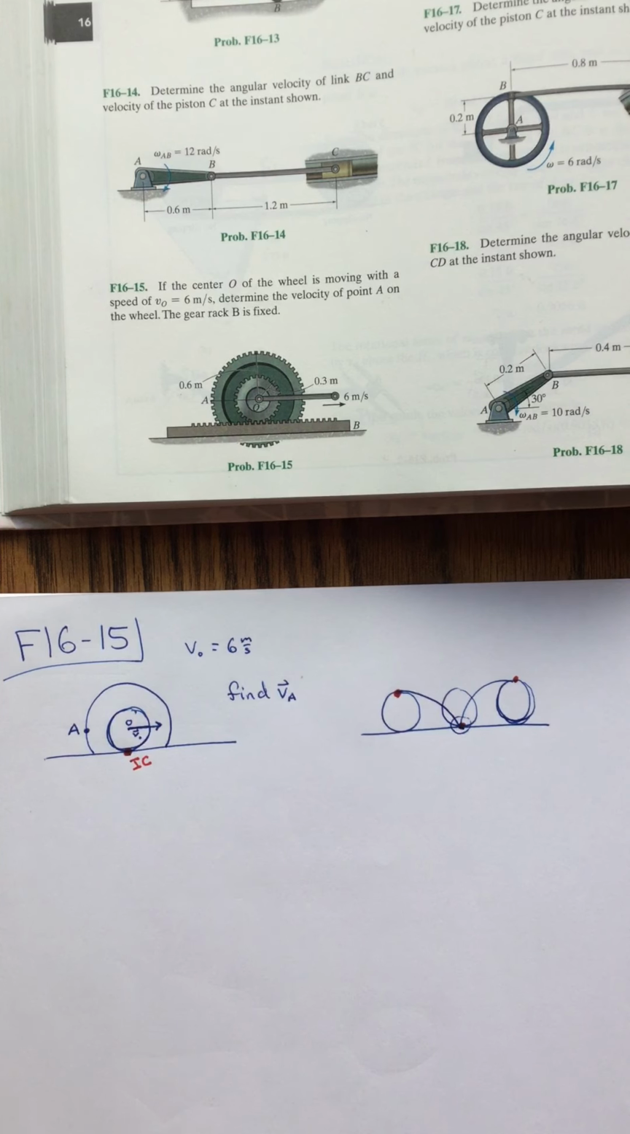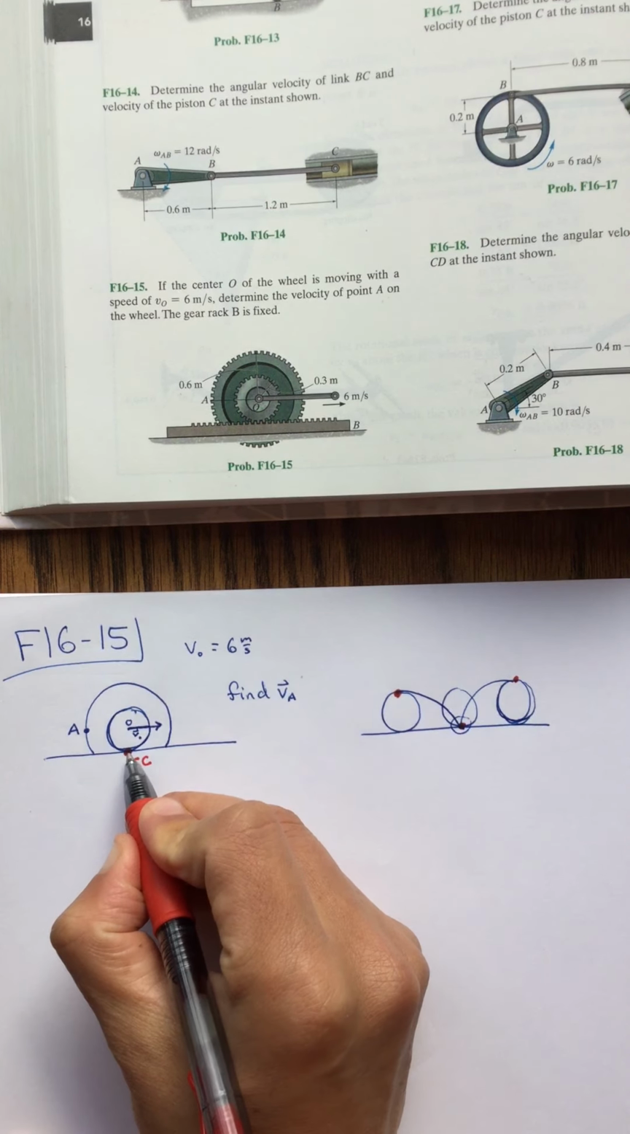The first thing that we are going to do is find the instantaneous center of zero velocity. Now you should remember that whenever you have a wheel which is rotating on a fixed surface, the instantaneous center of zero velocity is the point on the wheel which is touching the surface. So that's here in our problem.